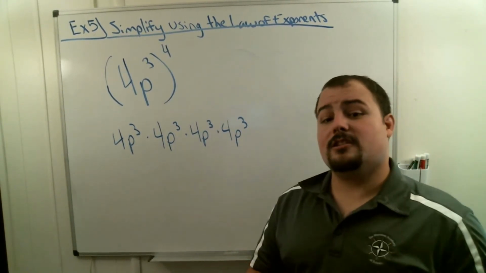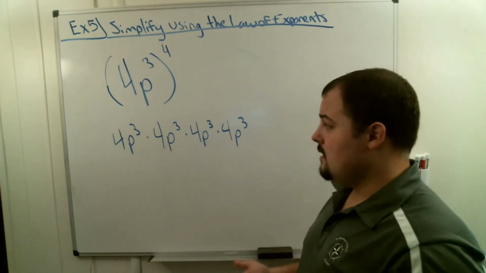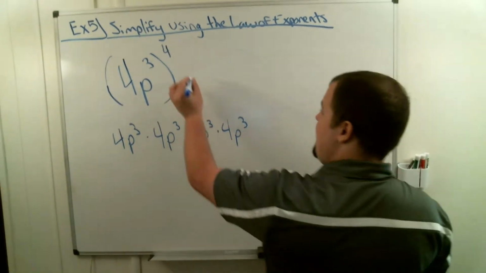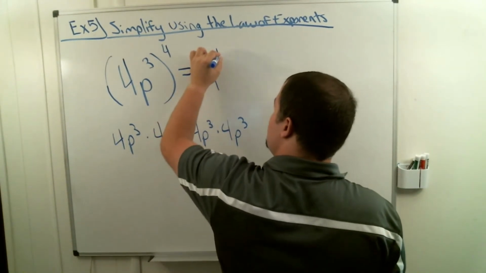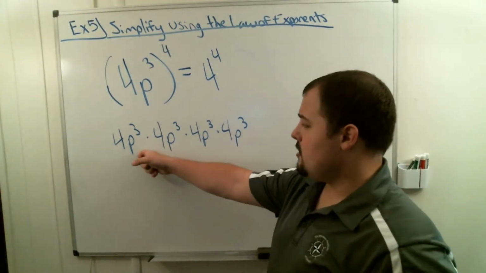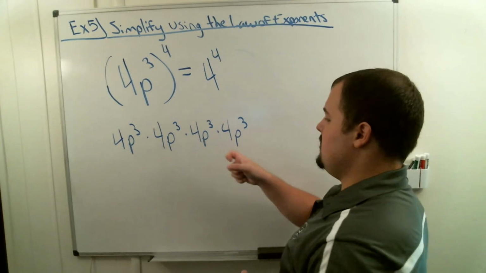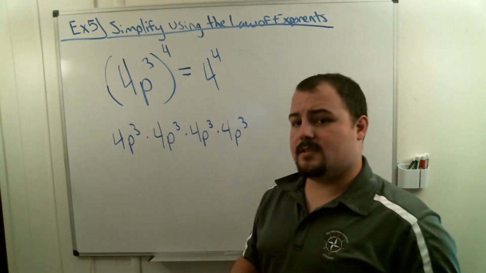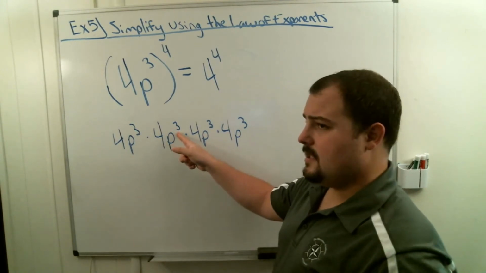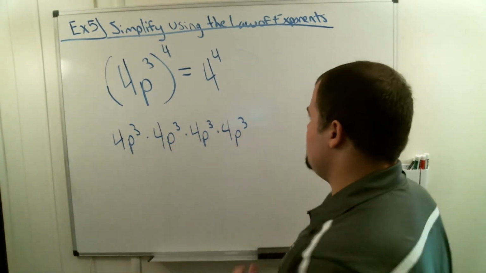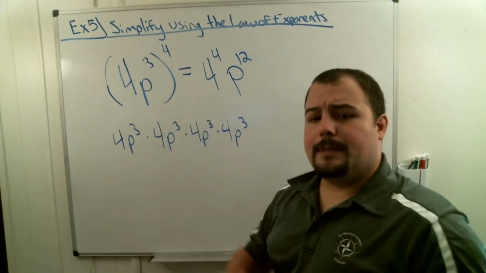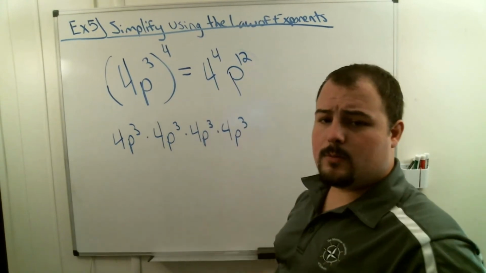What we could do is look at the numbers, and we could write it exponentially. We look at the numbers, we have 1, 2, 3, 4. So this is actually equal to 4 to the fourth power. And then we look at the p's. Well, p to the third times p to the third times p to the third times p to the third. Since they all have the same base, we would add their exponents. 3 plus 3, that's 6. 6 plus 3, that's 9. 9 plus 3, that's 12. So this problem really should be 4 to the fourth power, p to the 12th power.